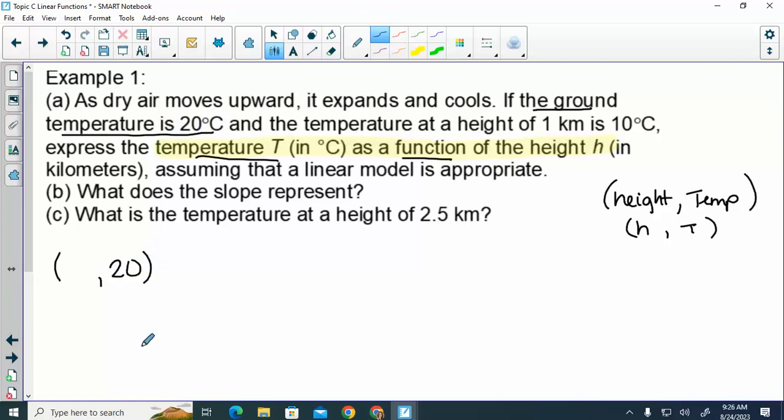My x value here is my height. If you are on the ground, what is the height? 0. Okay, second order pair. At a height of 1 kilometer, so that would be my x, the temperature is 10. So that is the y.